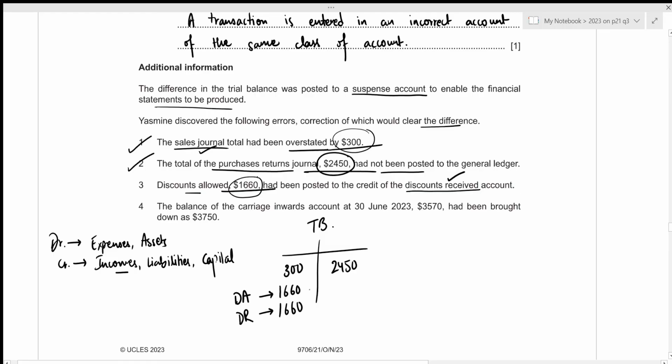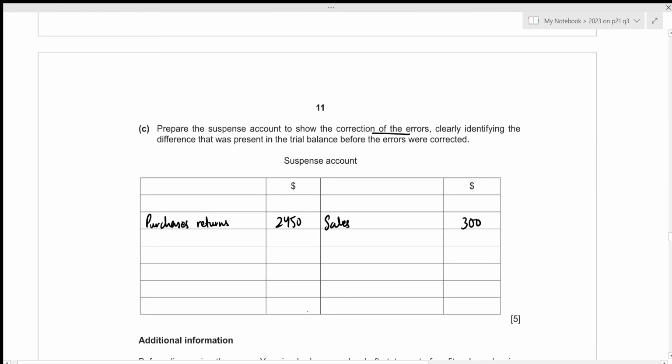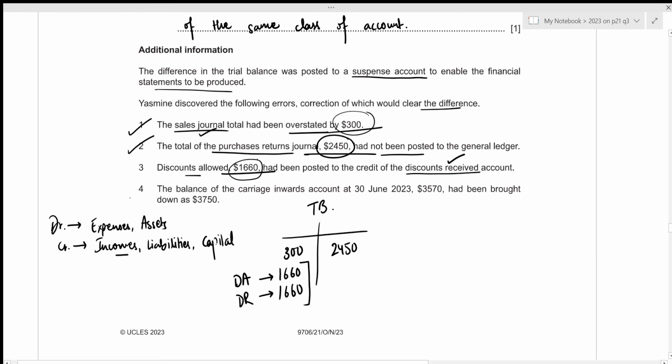Okay, so now in order to correct the same error in our suspense account, we just need to post this amount of 1660 twice into the credit side of our suspense account under the headings of discount allowed and discounts received. Let's write it down. So for discounts allowed, we have the amount of 1660, and again for discounts received, we have the amount of 1660. That's the rectification of our third error.